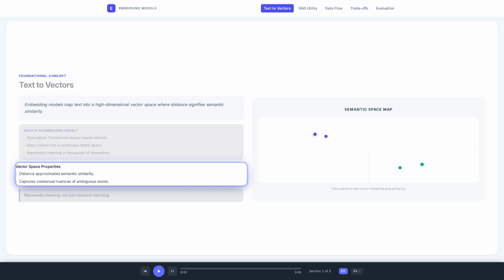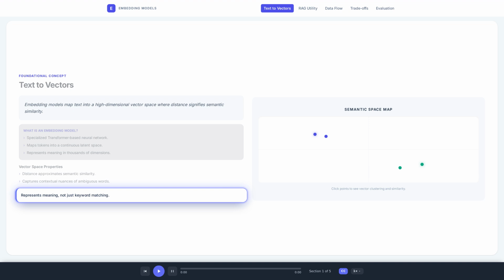Now, here's the really cool part about this vector space. The distance between any 2 points tells you how similar their meanings are. So, if two pieces of text are alike, their vectors will be close. This also means the model can get those subtle differences, like how bank can mean a place for money or the side of a river, just from the surrounding words. Essentially, embedding models give us a mathematical way to represent meaning in text. It's way more powerful than just matching keywords. It's about understanding the actual concepts.